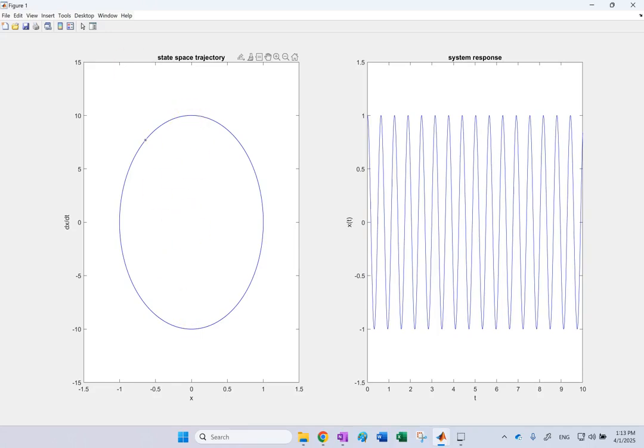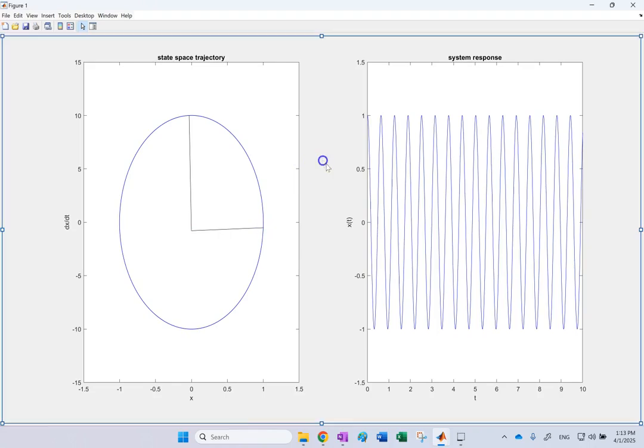So you see the ratio between these axes, in this case, this one and then this one, the ratio between these is 10 to 1, which is exactly your omega n of the system. And your oscillation is sustained oscillation. There is no damping whatsoever. So this is the state space response you get when there is no damping.